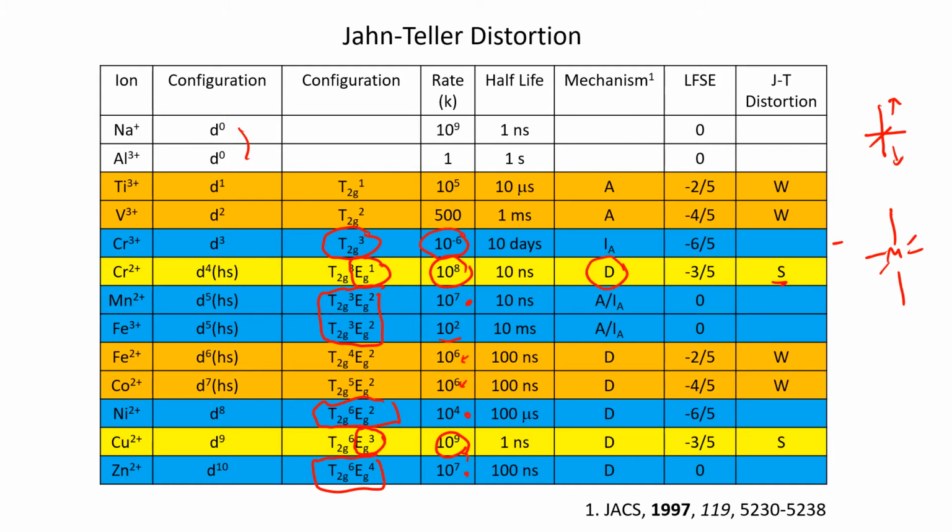Both of the strongly distorted complexes are dissociative in their reaction, I think, because of the nature of this weak bond. And so if there is a longer, weaker bond that's driven, in order to lower the overall energy of the complex, then it's easier to break that bond, and that will be the one that dissociates. So Jahn-Teller distorted complexes tend to be labile.